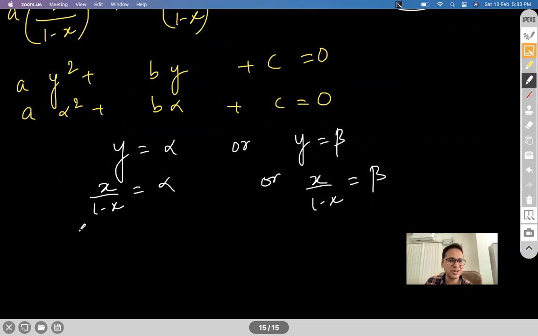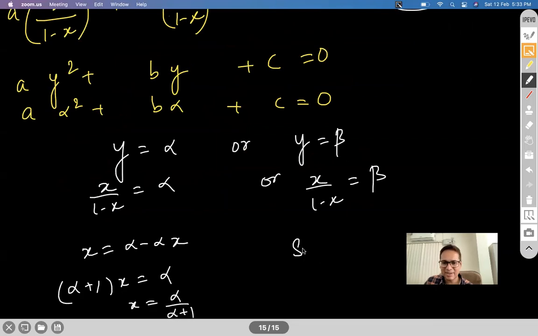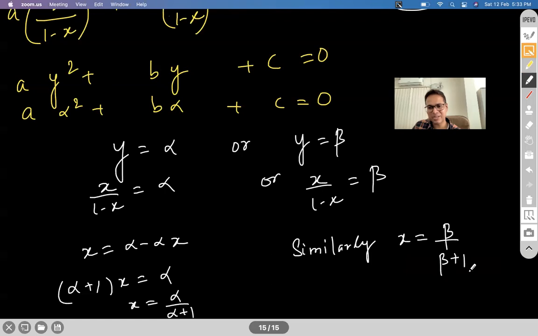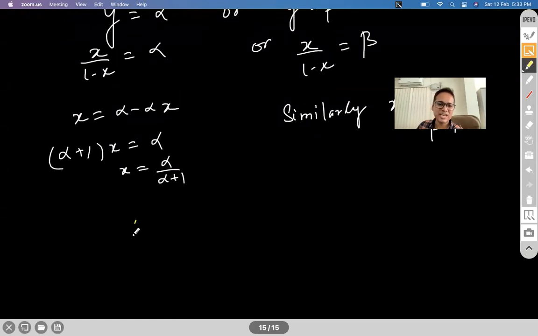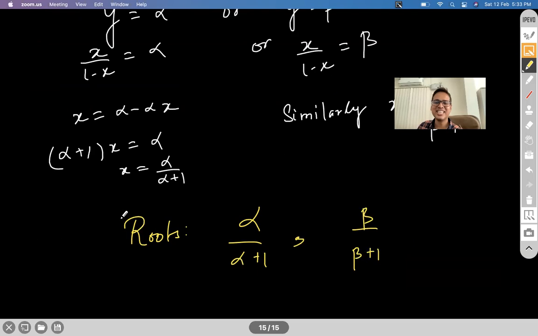So from here, if you try to solve for x, this is nothing but alpha minus alpha x, which gives alpha plus 1 times x equal to alpha. So x is alpha by alpha plus 1. Similarly here, I will not do everything, your x will be beta by beta plus 1. In short, for the other quadratic equation, the roots will be alpha by alpha plus 1 and beta by beta plus 1. This is just a reverse of what we were actually learning. We were learning that if the roots are transformed in the same fashion, what will be the new equation? Here the question setter has given a new equation and is asking you what the transformed root is. So the question can be framed in both directions.